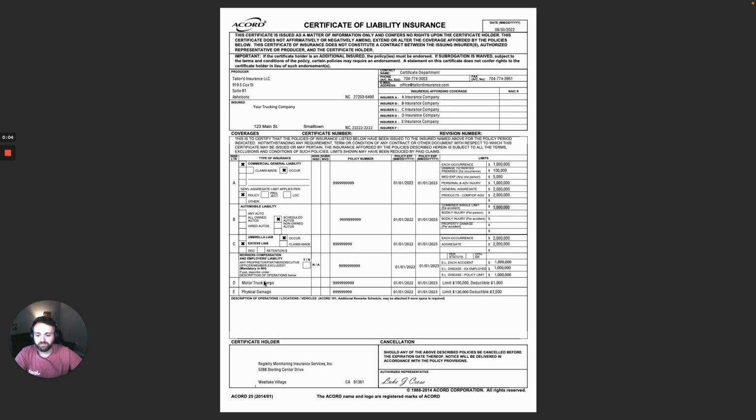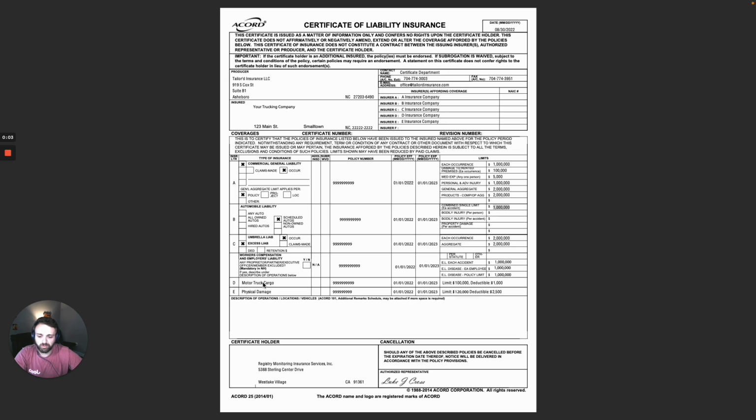Alright, next on your certificate you're going to have motor truck cargo, and most truckers are going to have that. Standard limits would be $100,000 with a $1,000 deductible. That's $100,000 for the commodities that you're hauling, and then a $1,000 deductible if you have a claim.